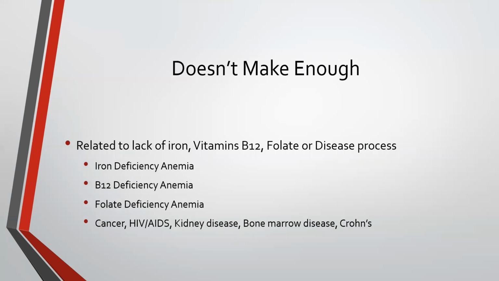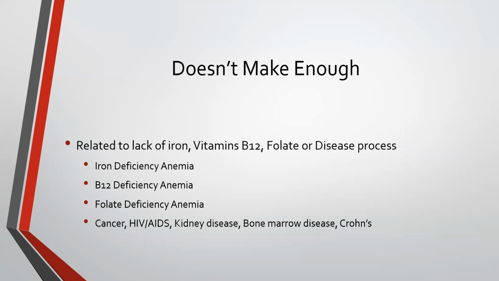All right, so we don't make enough. That's the first thing. This can be related to iron, B12, folate, B6, or some sort of disease process. So we're looking at things like iron deficiency anemia, B12 deficiency, folate deficiency, etc. The disease processes that can lead to this might be cancer, HIV/AIDS, and kidney disease, because erythropoietin is produced by the kidneys and we need erythropoietin in order to stimulate red blood cells.